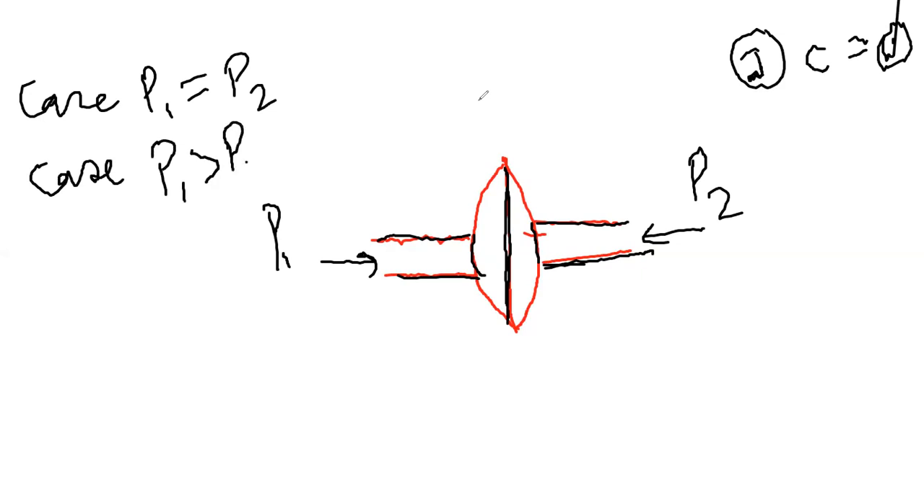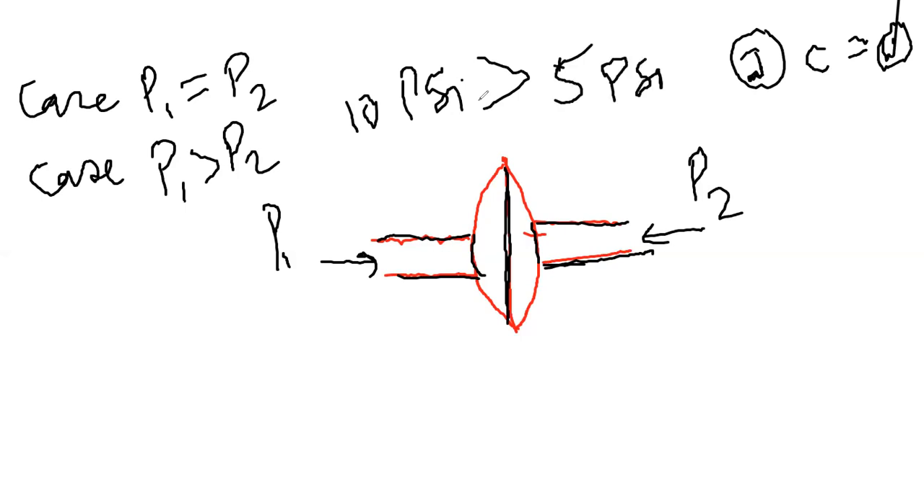Now, in the second case, we will consider that P1 is greater than P2. Suppose my P1 is 10 psi, for your understanding, and P2 is 5 psi. So what is going to happen when P1 is greater, meaning the pressure applied from this side is greater? This will lead the deflection to this particular side.